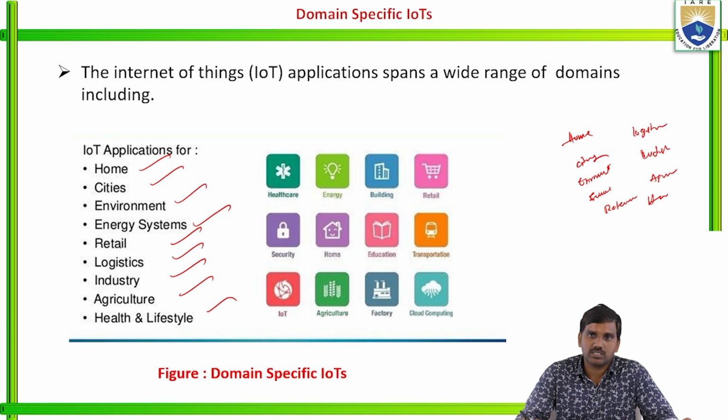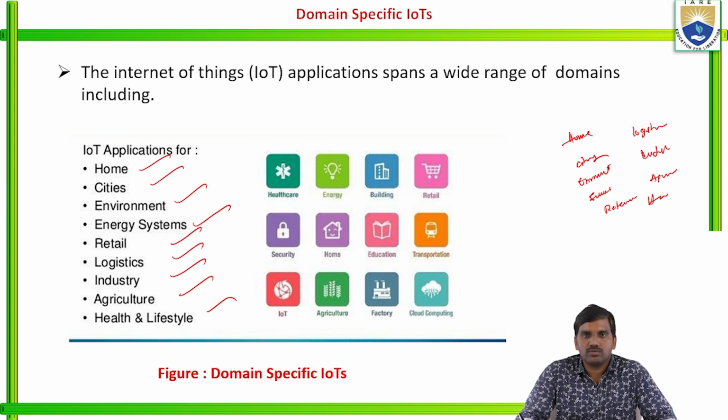Under home automation system, there are three kinds of applications. Under cities we have four kinds of applications we are going to discuss. Under environment, two kinds of applications. Energy system also has five types of applications we are going to explain. Under retail we have eight kinds of applications. Logistics also has five kinds of applications here.